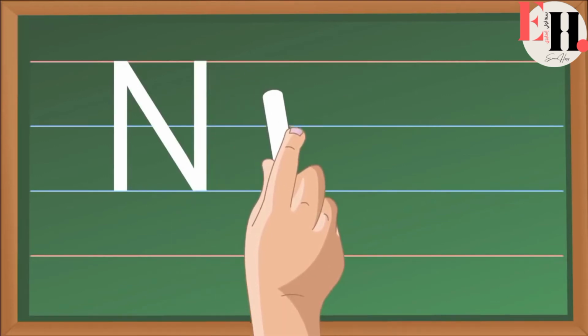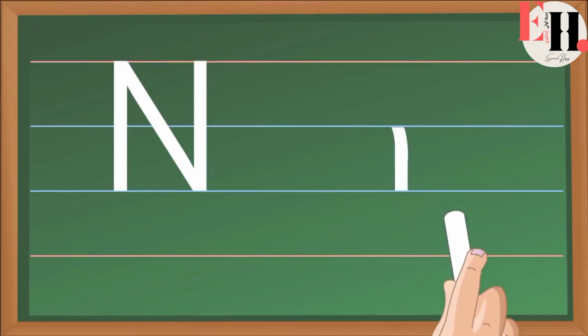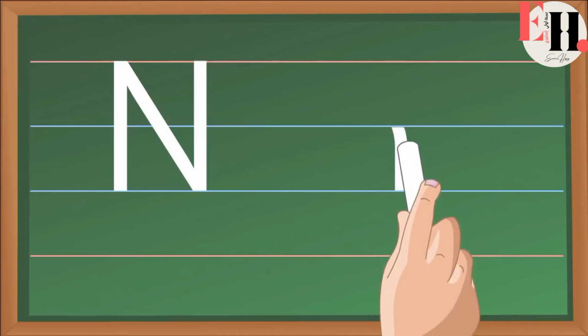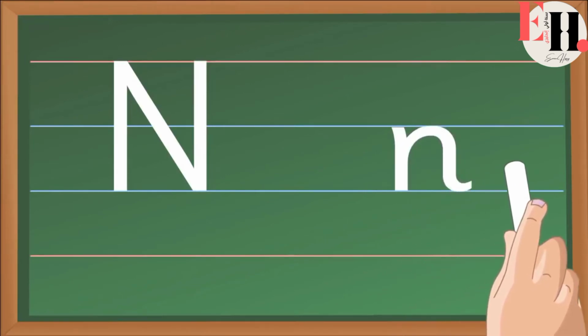Small n. Start from the middle to make a standing line to the bottom. Go to the middle and make a curve reaching down with a small curl at the bottom.